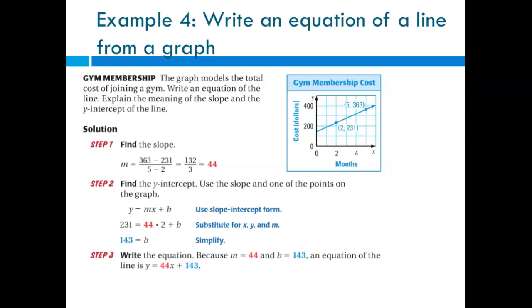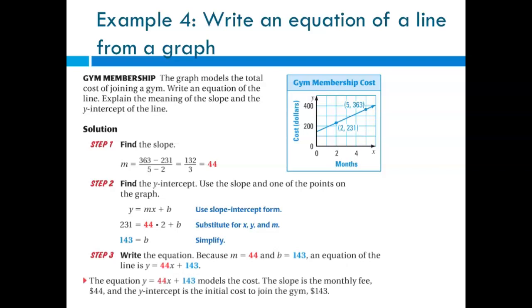Then the slope is going to tell us how much it's going to cost each month. For example, after 1 month, it goes up by 44. So this equation is telling us that the monthly fee is $44 and that the initial cost to join the gym is $143.